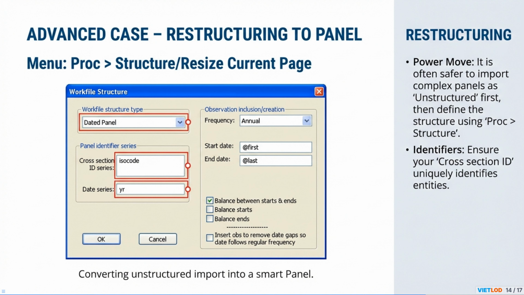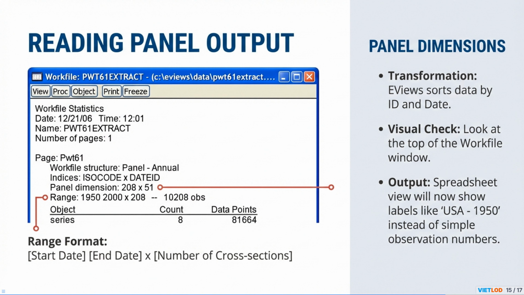Here's a power move. For complex panel data, it's often safer to import the data as unstructured first, then define the structure using proc structure. This approach helps ensure that complex data is handled correctly. When defining the structure, you will set the Workfile structure type to dated panel and ensure your cross-section ID series and date series uniquely identify each entity. The image shows the Workfile structure dialog box, where dated panel is selected, and ISO code is entered for the cross-section ID series and Y for the date series. This conversion turns an unstructured import into a smart panel.